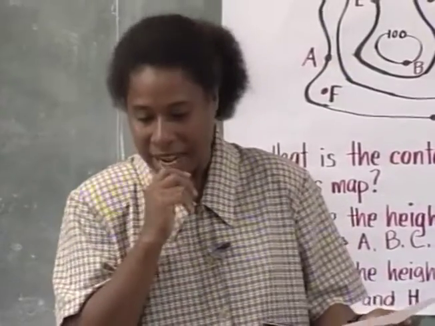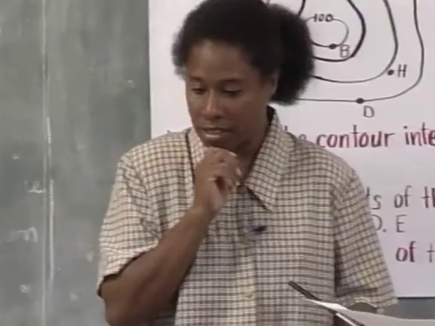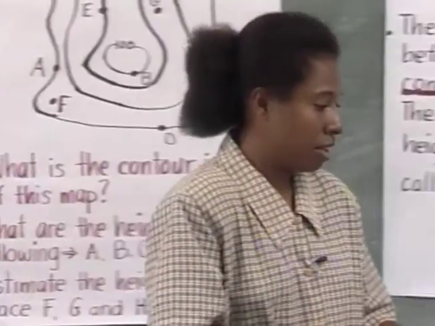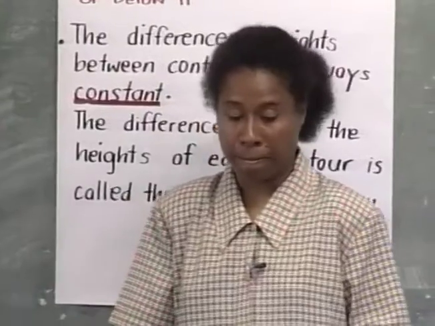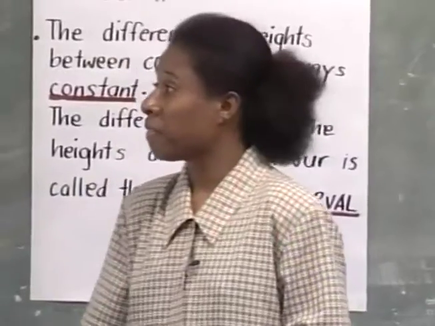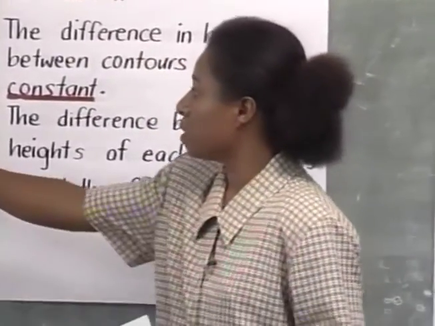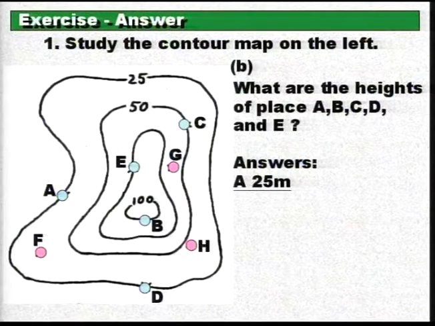Question number two, what are the heights of the following places? We start off with A. Kiran, the height of the place at A. This point here. 25 meters. Okay, 25 meters. We're happy with 25, everyone? Yes, that's correct. You follow the line right around, you come to the value 25. 25 is the answer.